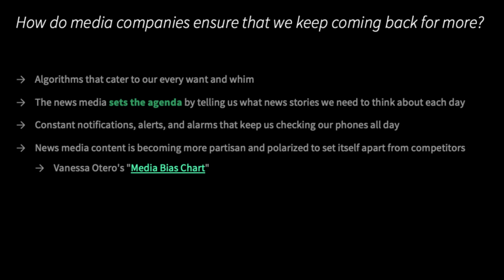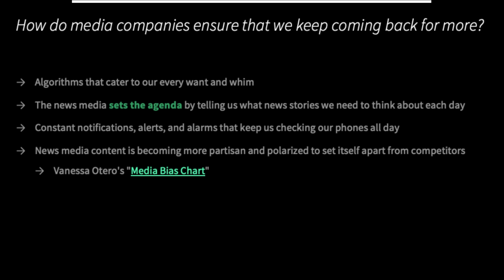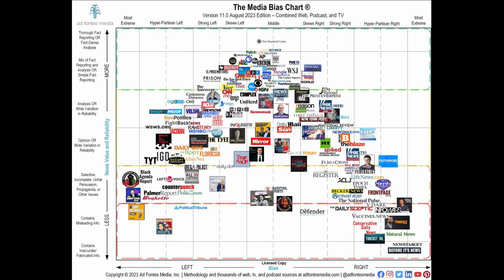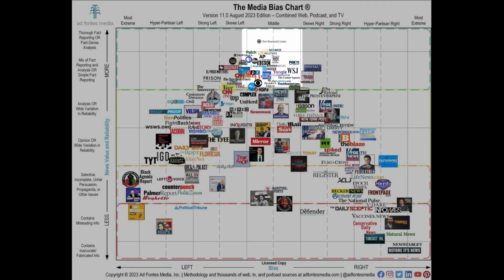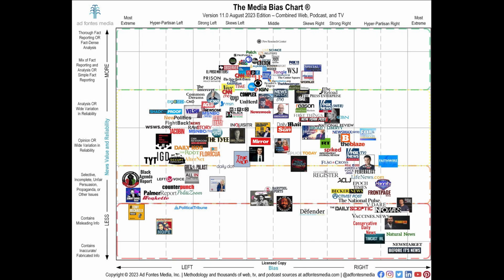And here I want to introduce you to Vanessa Otero's media bias chart. So the graph that we're looking at here ranks most of the major news media platforms on the y-axis by their value and their reliability, and on the x-axis by their left or right political bias. So we'll see that we've got a few really trusted centrist sources here in the middle of this graphic. Sources like PBS, ABC, BBC, AP, Reuters, things like that. But what's really interesting is all of this activity that we see happening in the tails of this distribution.